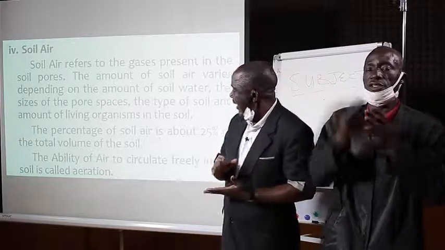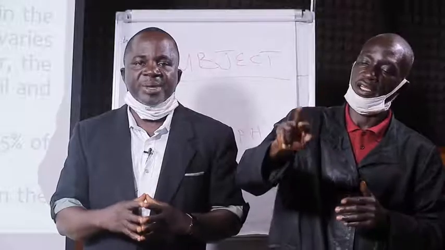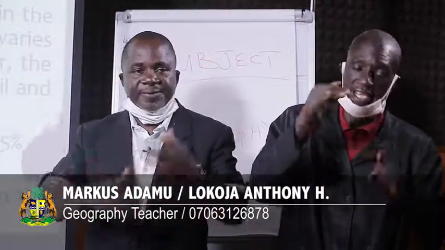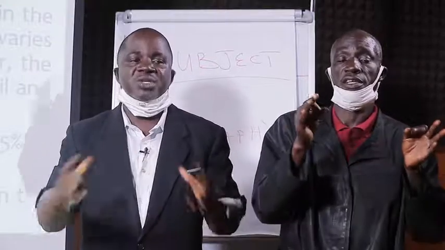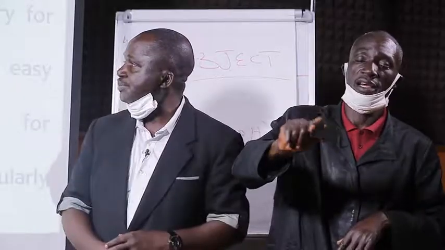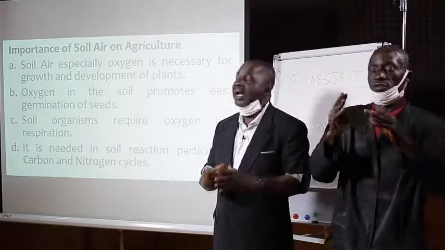So the ability of air to circulate freely in the soil, we call it aeration. Availability of what? Air to circulate freely in a soil sample, we refer to it as what? Aeration. What then are the importance of soil air on agriculture?